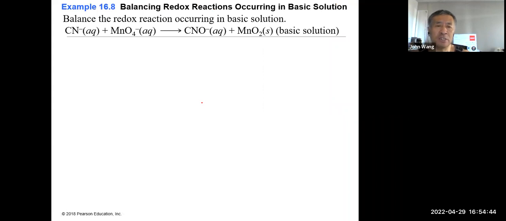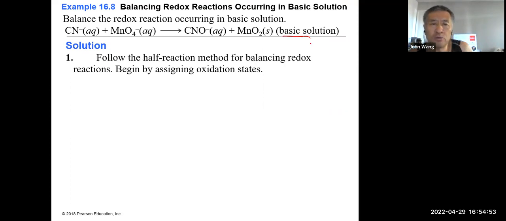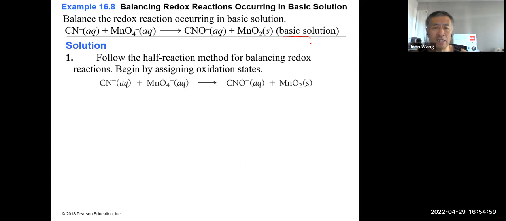So for this equation, it's a redox, and you want to balance it in basic solution. Again, follow the procedure. You will rewrite this equation into 2 equations. One will be the oxidation, the other one is the reduction. You can do that very quickly, but to do it accurately, you will assign the oxidation numbers first. How you assign the numbers, you review in the previous few slides.